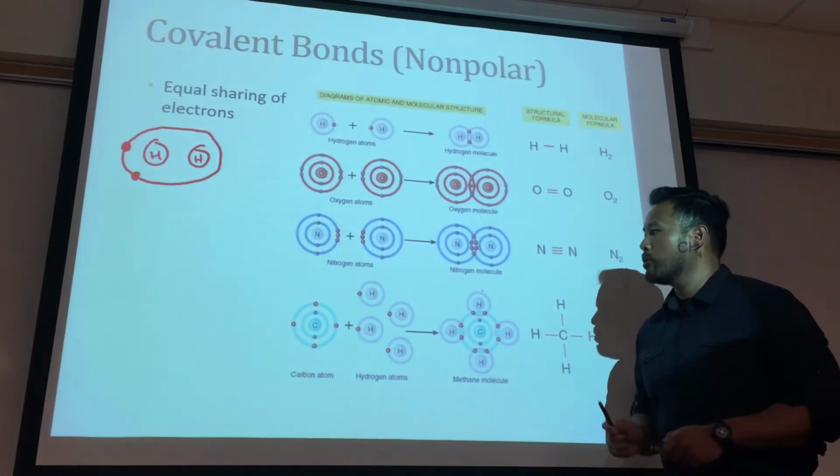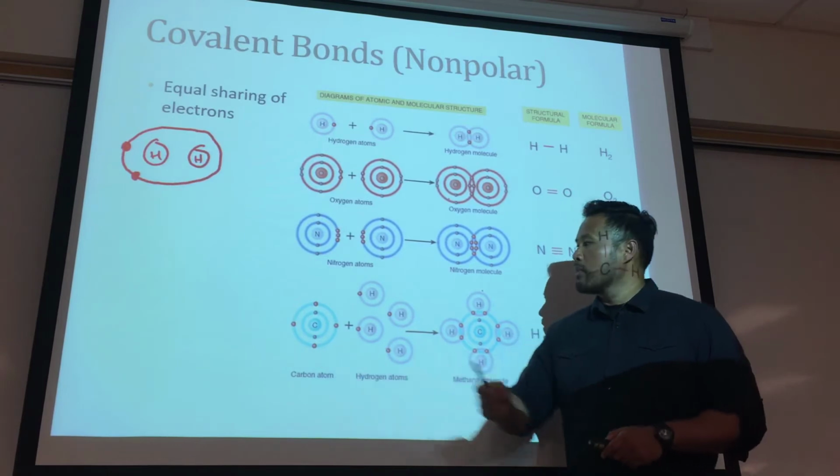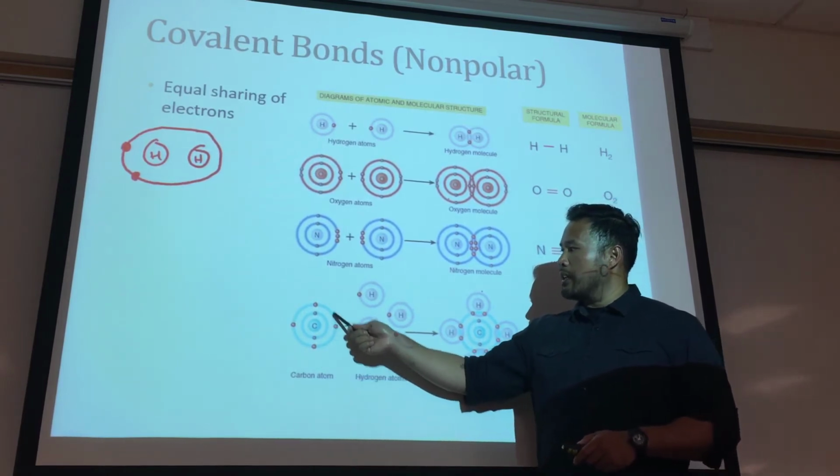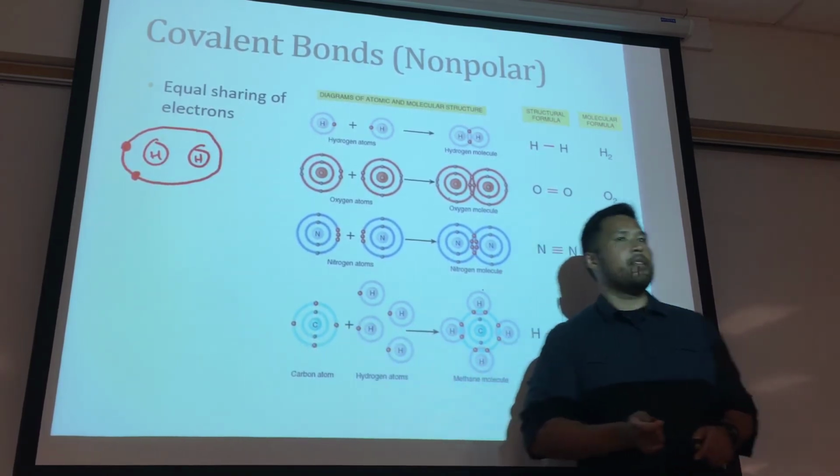Now let's bring it back to carbon. Taking a look at carbon, you'll see 1, 2, 3, 4 on the outer shell.